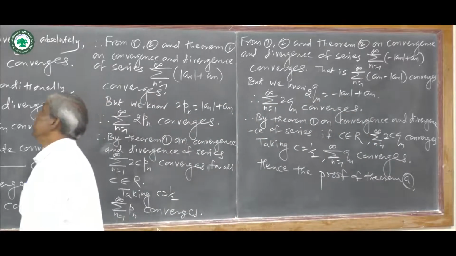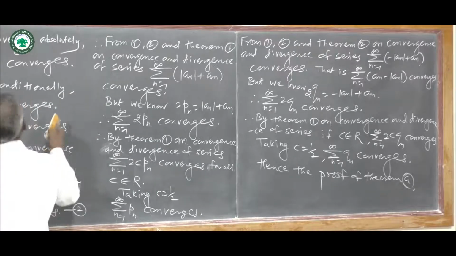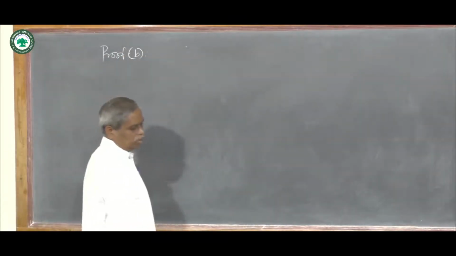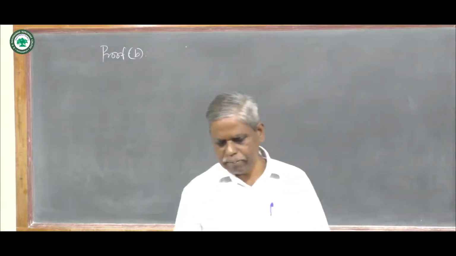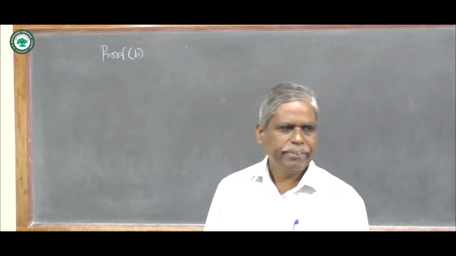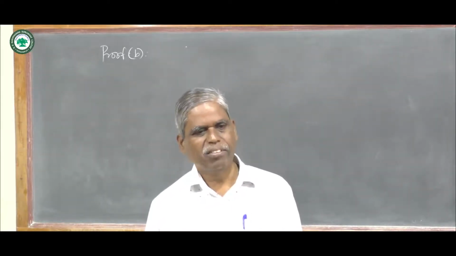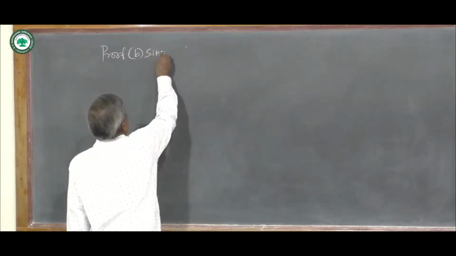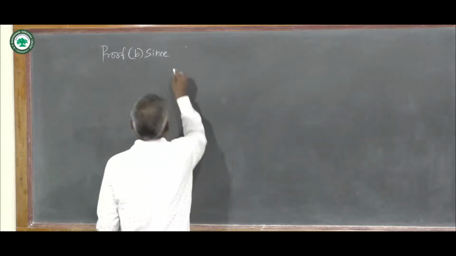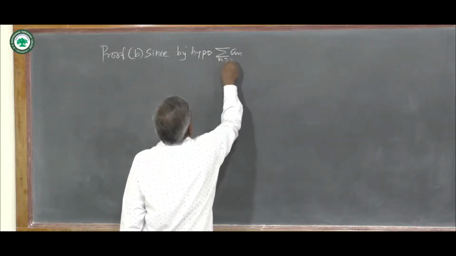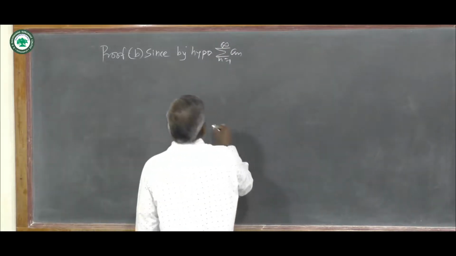Now we prove part B. Proof of part B. Since by hypothesis sigma an converges conditionally, therefore sigma an converges, but sigma mod an diverges.